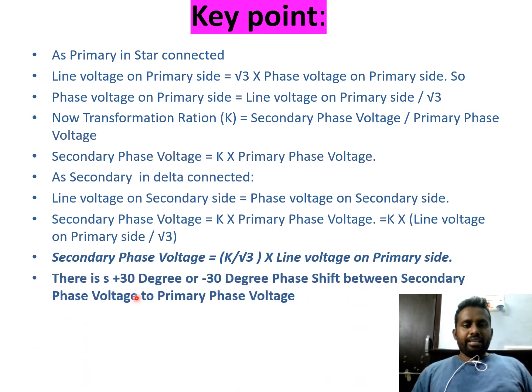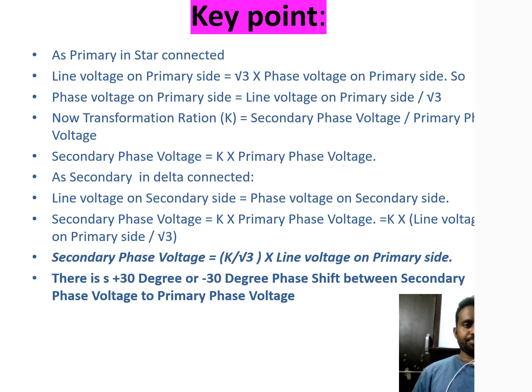So, there is a plus or minus 30 degrees phase shift between primary and secondary, which makes this transformer unfeasible for connecting to delta delta or star star type of connection basically. What are the advantages of this?